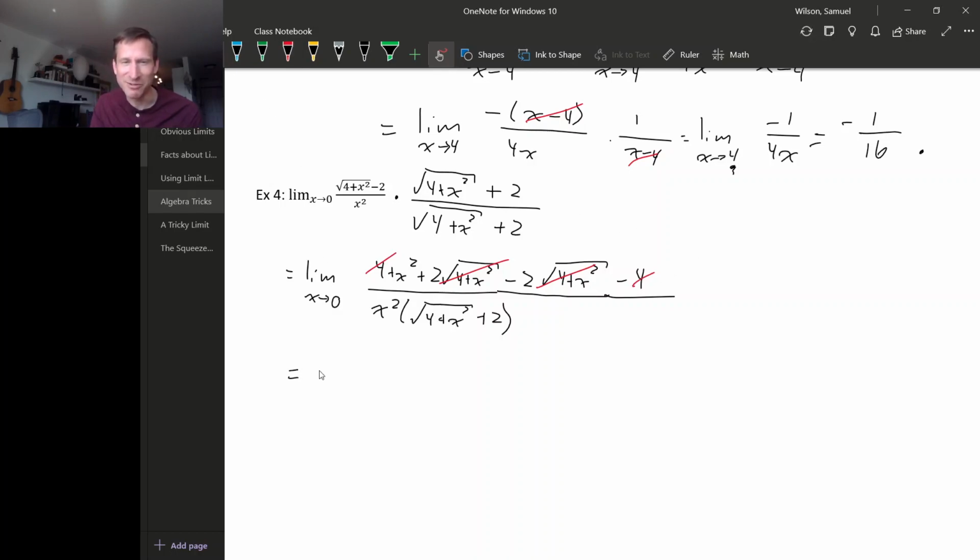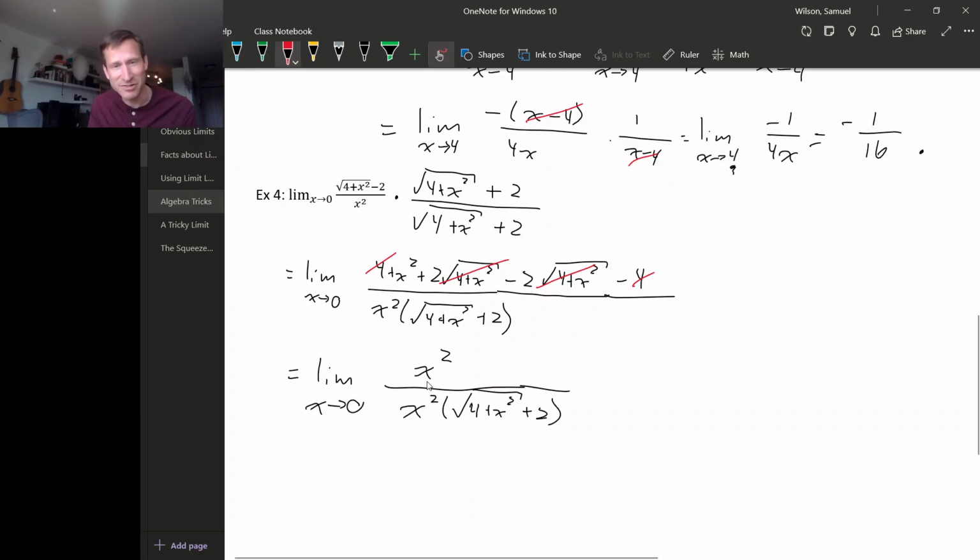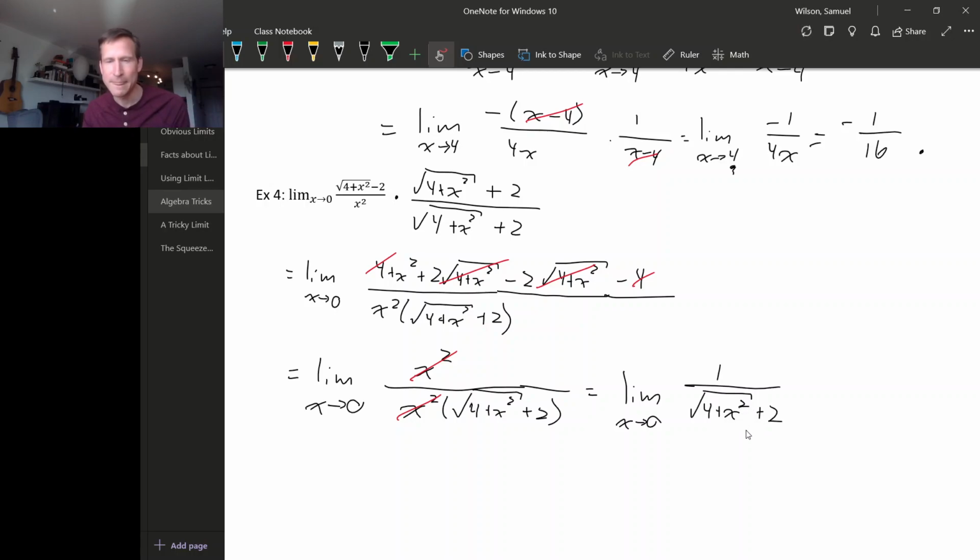And now we actually aren't done simplifying it. I'm going to rewrite it just to sort of clean things up. So the limit as x goes to 0 of x squared. x squared is the only thing left in the numerator. And our denominator is x squared times the square root of 4 plus x squared plus 2. And now we see how the x squareds also simplify away. So now we're left with the limit as x goes to 0 of 1 over root 4 plus x squared plus 2. All right. And with this expression, it's safe to start using the limit laws.